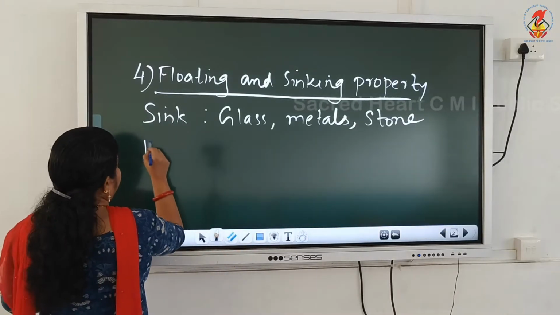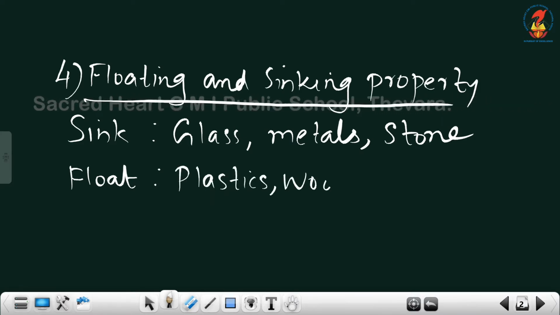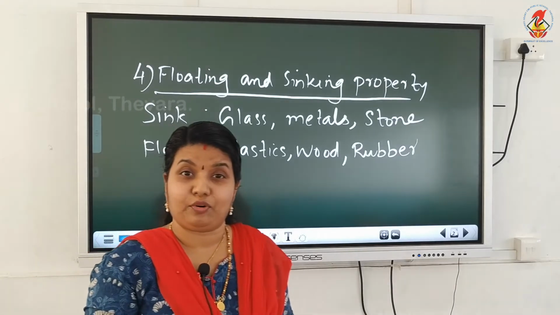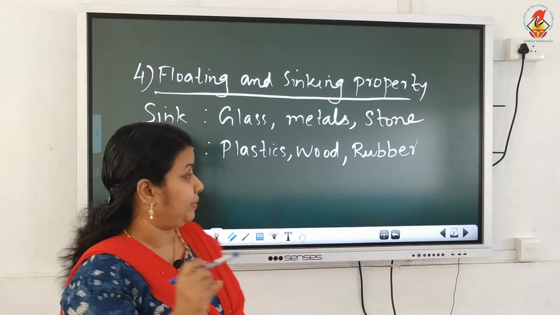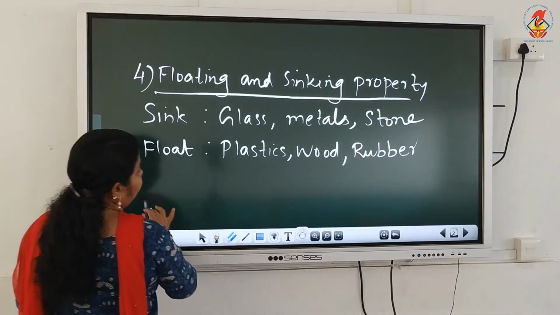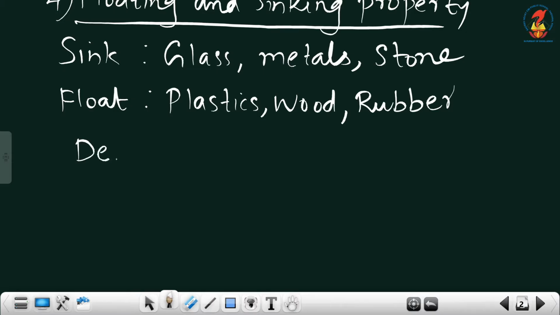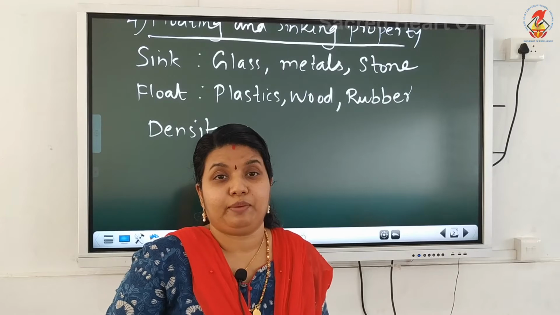Now there are materials which float on the top of water, like plastics, wood, rubber, etc. So some materials sink in water, some materials float on water. Actually this property is based on the density of materials. You will learn about density in detail in physics. So what is density? Density is mass per unit volume of a substance.